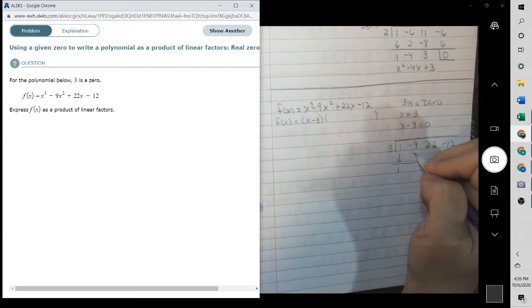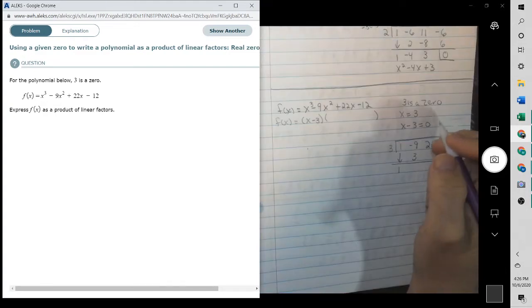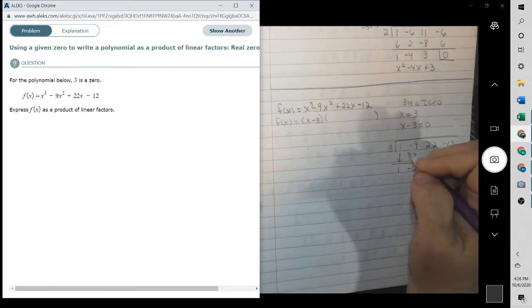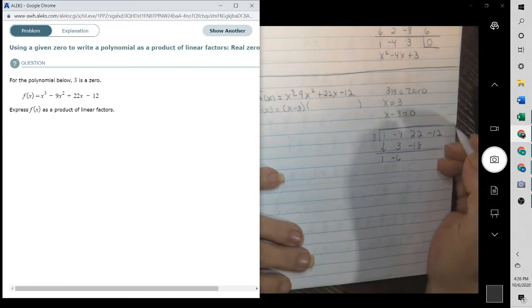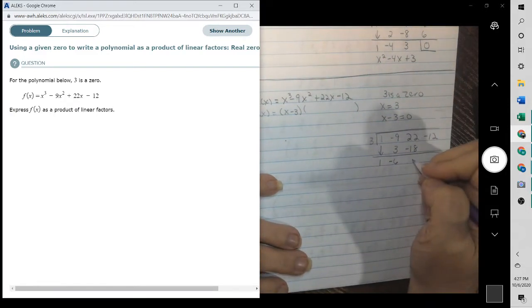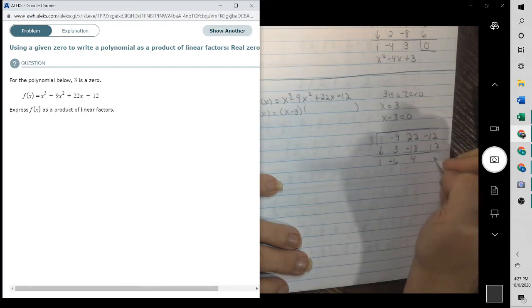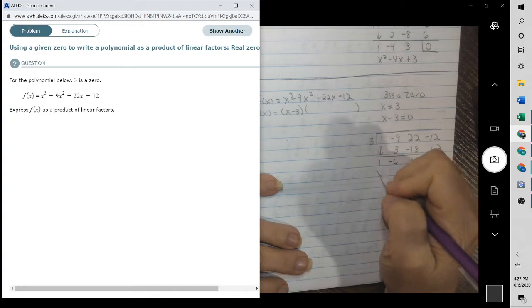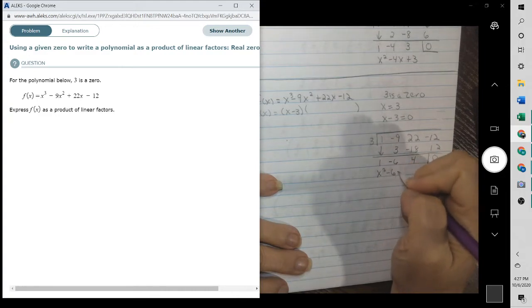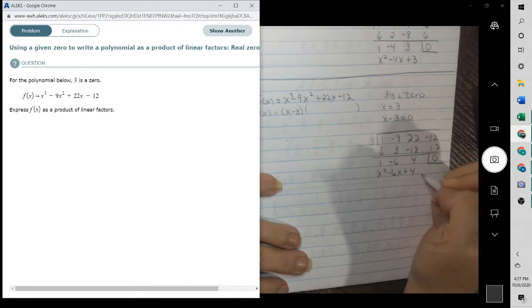3 times 1 is 3. Add down and you get a -6. 3 times a -6 is a -18. Add down and you get 4. 3 times 4 is 12, remainder 0. This was x cubed, so this is x squared minus 6x plus 4.